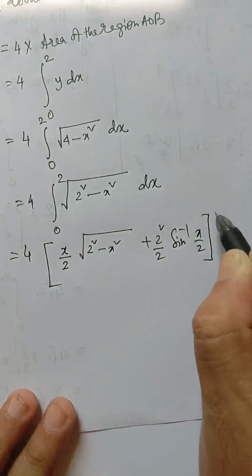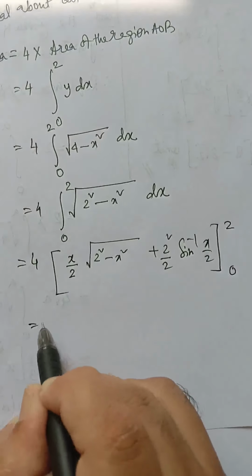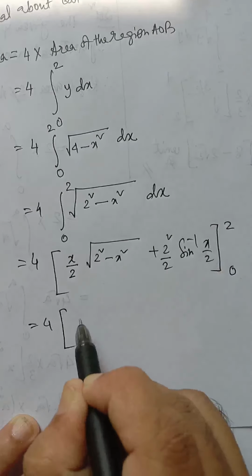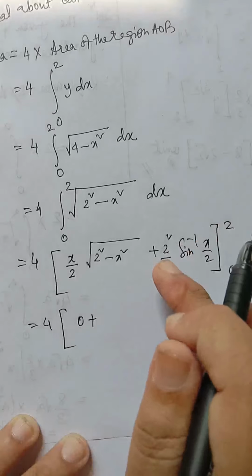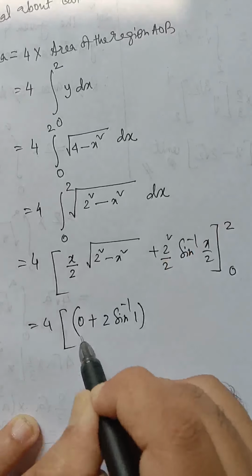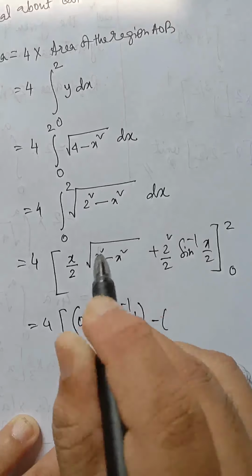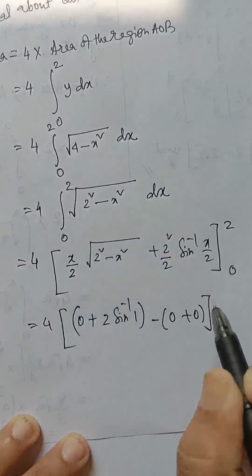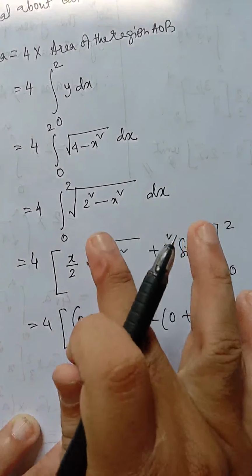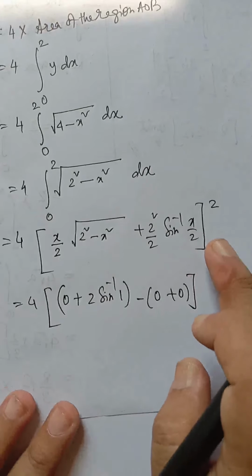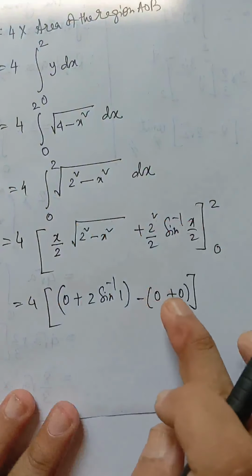The limits are 0 to 2. First, if we put x equal to 2, this will become 0, plus 2 sine inverse of 1, minus, if we put x equal to 0, both of the terms will be 0, so 0 plus 0.